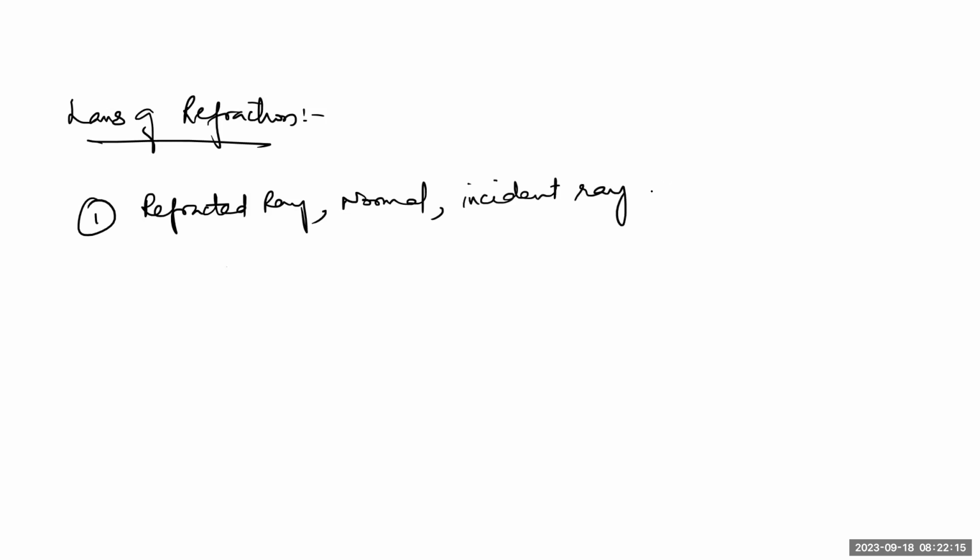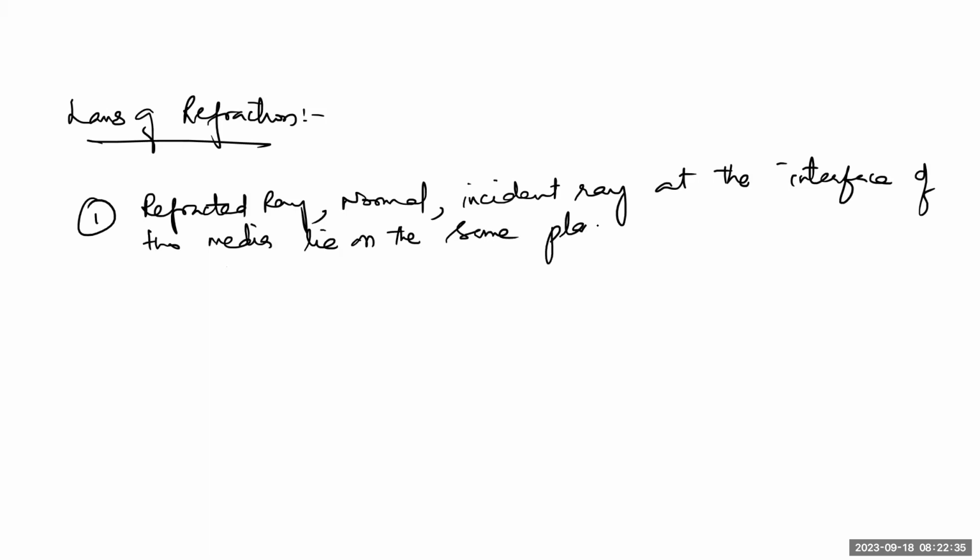We can say in this way: the incident ray, refracted ray, and the normal at the interface of two media lie on the same plane, right? This is the first law. All this, refracted ray, normal, incident ray, all at the interface.